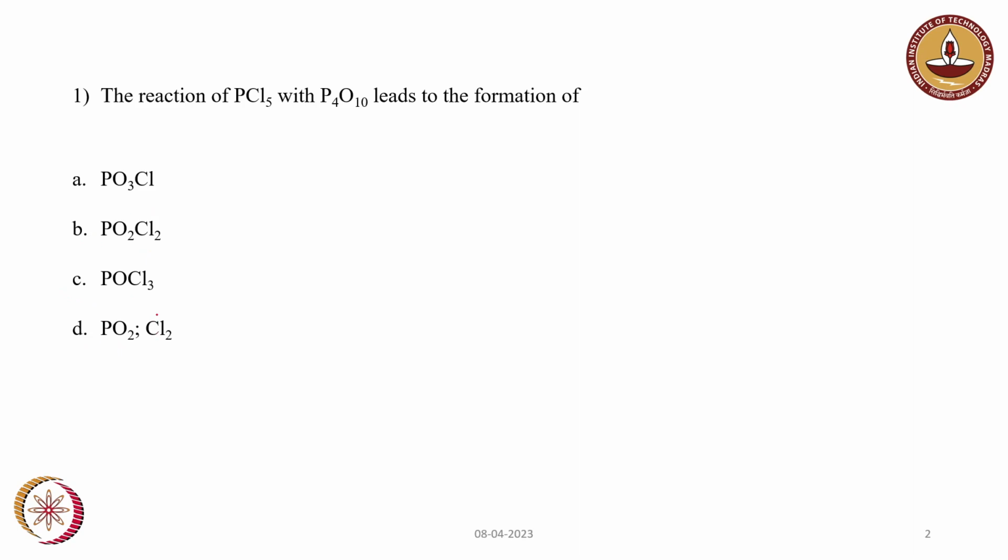So this reaction of PCl5 with P4O10 is a method to synthesize POCl3. So the reaction is P4O10 plus 6 PCl5 will give 10 POCl3. So the answer is option C. PCl5 with P4O10 will give POCl3.